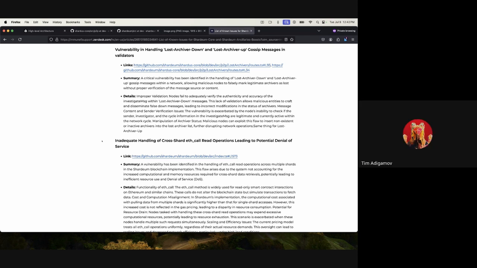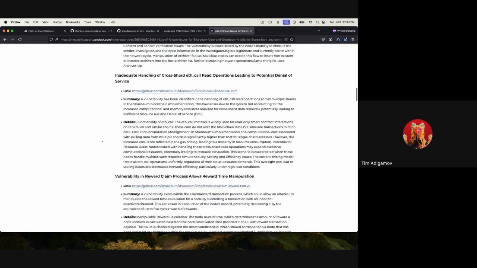Yeah, so lost archiver down, lost archiver up. It's the same idea as for the lost validator node. In the same process we have to mark the archiver as down, so it will be removed from the cycle chain and no communication will be done with this archiver. Yeah, the same can be injected by malicious actors and used to depersonalize. So this is a known bug, and we are working on fixing it.